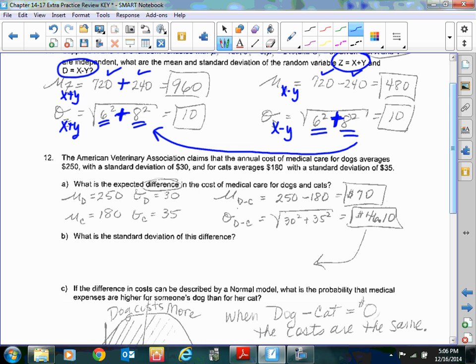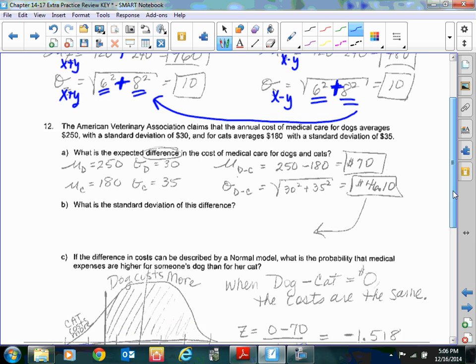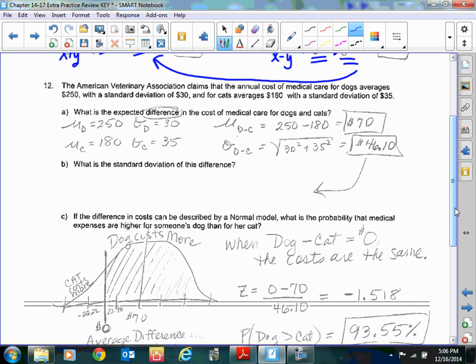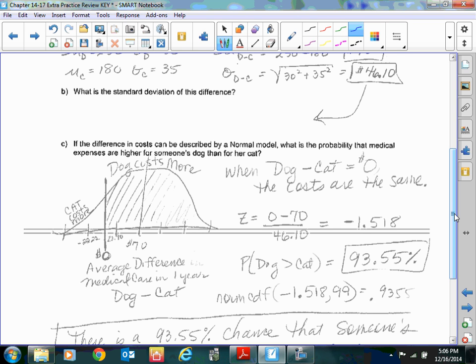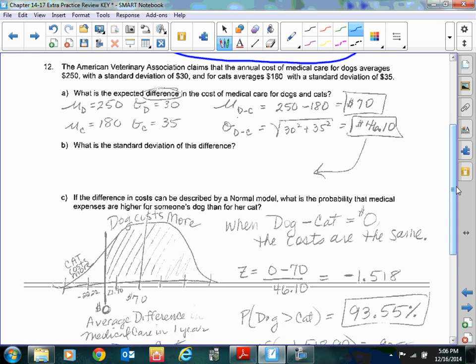All right, and then number 12 is also, again, doing this exact same thing with the difference. In fact, this number 12 is almost identical to the problem that's on the chapter 16 warm-up. Okay, so I find the difference in their medical care. $70 difference in the medical care. The dog was more in this case, with a standard deviation of 46.10.